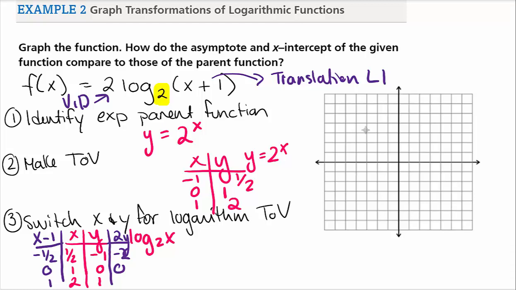We have normally an asymptote at x is equal to 0, but that asymptote is also going to be shifted to the left by 1. So our new asymptote is going to be at x is equal to -1.